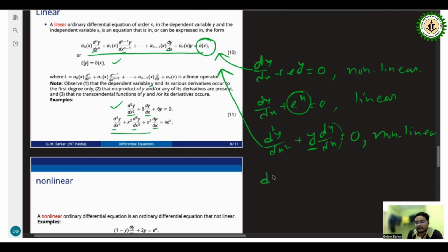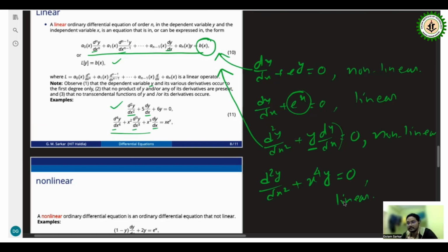Another example, if I take this equation d2y/dx squared plus x to the power 4 times y equals 0. Now you see, I can express this equation in this standard form. So clearly, this is a linear differential equation.